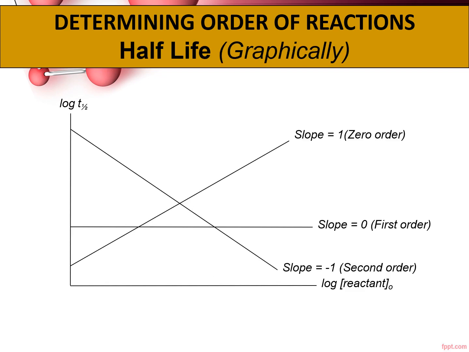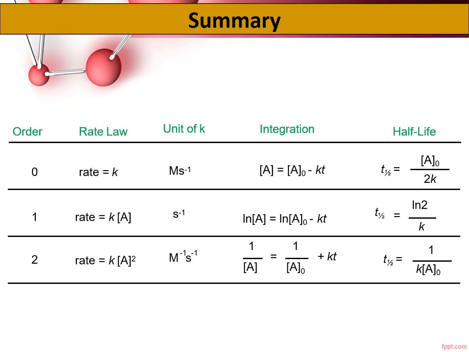Right, so if you look at this one, first thing first, this is graphically how we determine the half-life. If you have zero order, the slope is, sorry, I couldn't go back. If you have first order, the slope remains. If you have second order, the slope is negative.